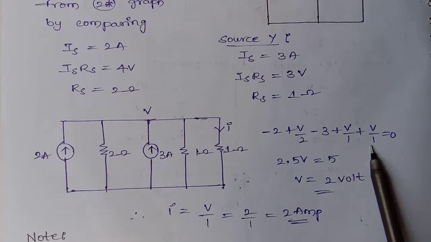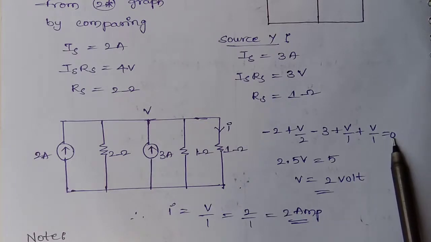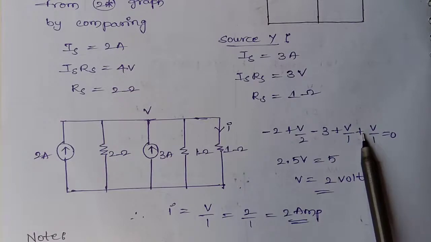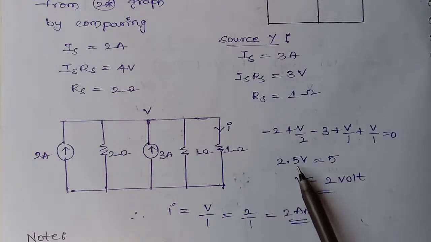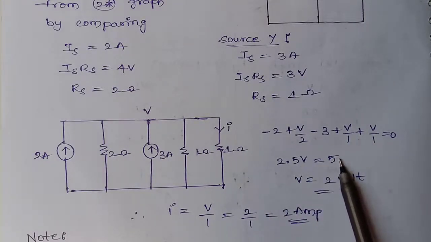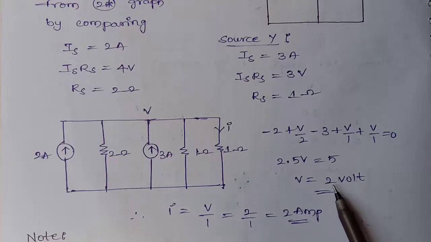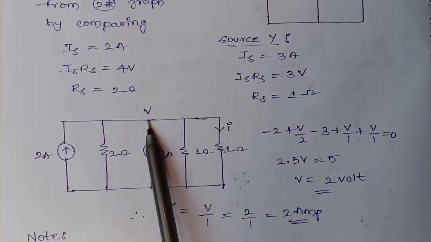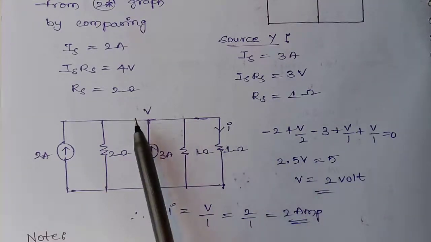Okay, so the sum of currents is equal to 0 by KCL, right? If you sum all the terms, you will get 2.5 V is equal to 5, so that V is equal to 2 volts. This is the node voltage at this particular node.